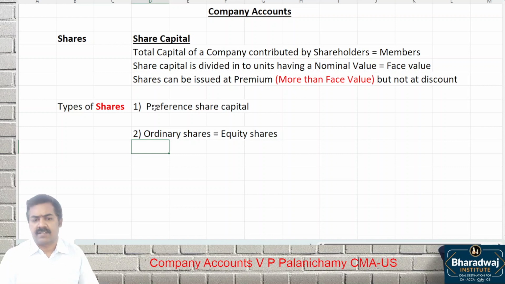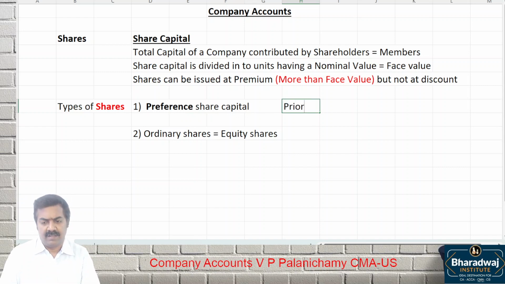What is the difference? Look at the word. What is the word? Preference. Preference means you are given priority. Priority for what? Number one, annual dividend.